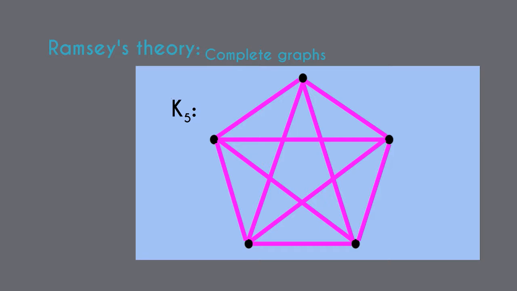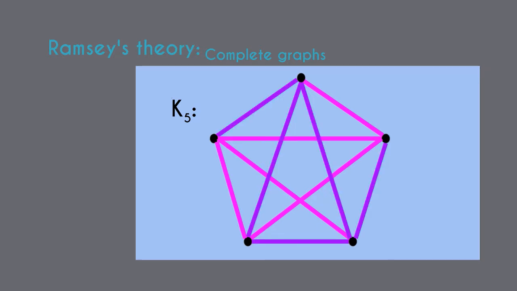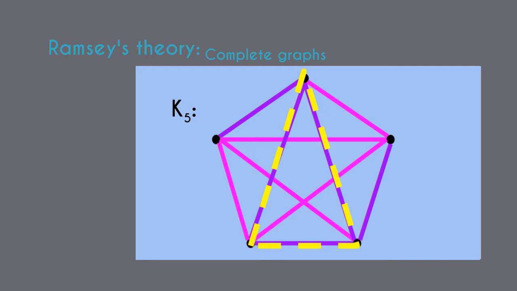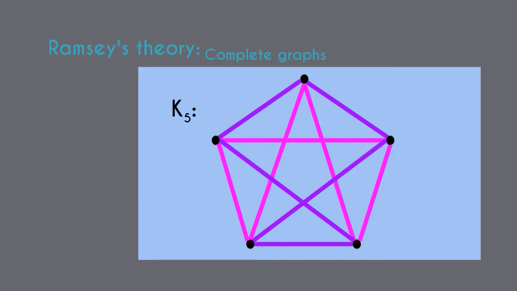Let's color each line one of 2 colors. Here we have a K3 complete graph within the K5 complete graph, all the same color. Now let's color it a different way. Now there's no K3 complete graph all in the same color. And so, when we color the lines of a K5 complete graph one of 2 colors, part of the time we'll end up with a K3 complete graph all in the same color, and part of the time we won't.